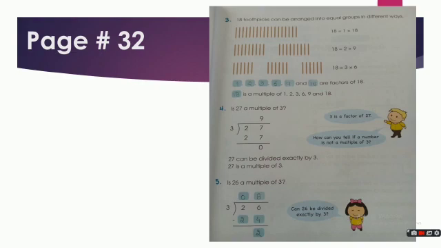By division we get 3 9s are 27 and the remainder is 0. So yes, 27 is a multiple of 3 because 27 can be divided exactly by 3. Now question number 5: is 26 a multiple of 3? First we will divide 26 by 3. 3 8s are 24 and the remainder is 2. So it means 26 is not a multiple of 3 because 26 cannot be exactly divided by 3.